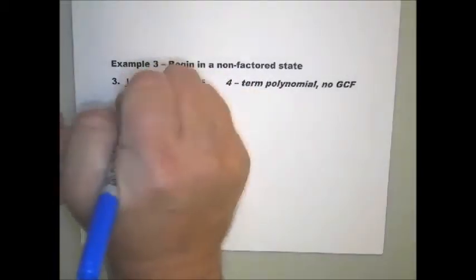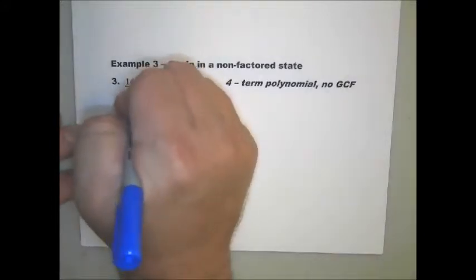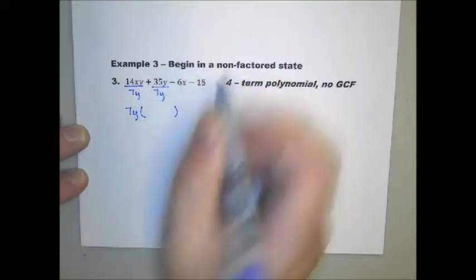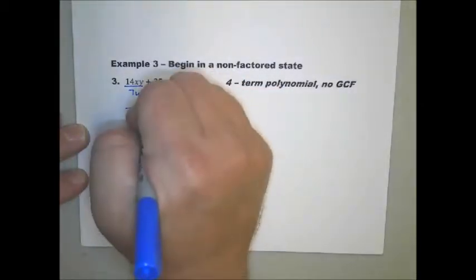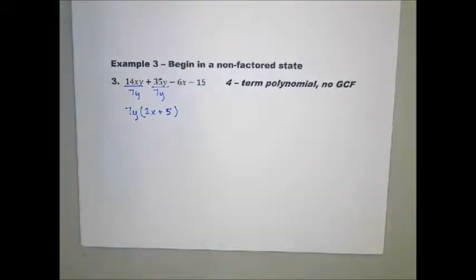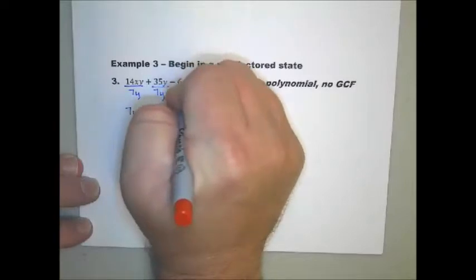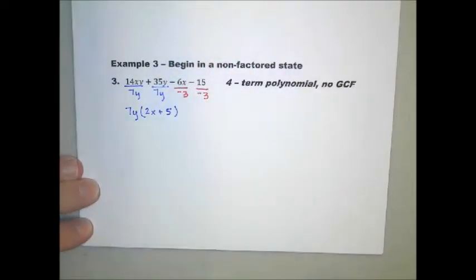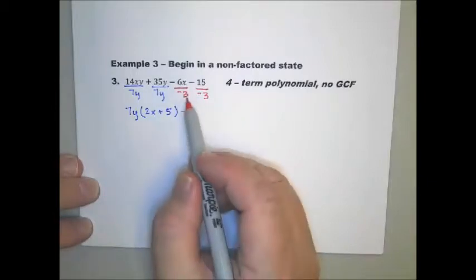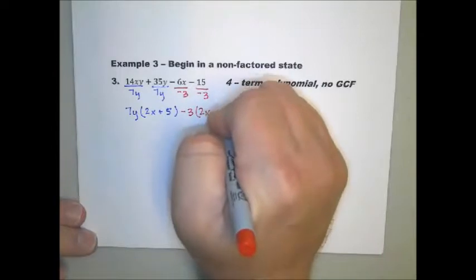So, if you look at the first 2 terms, they have 7y in common. The GCF is 7y. So if you factor out a 7y from the first 2 terms, you're left with 2x plus 5. Now let's move on to the second pair. They have a negative 3 in common. So I'm going to divide both of those terms by negative 3. And when negative 6x is divided by negative 3, you get positive 2x. And then negative 15 over negative 3 makes plus 5.